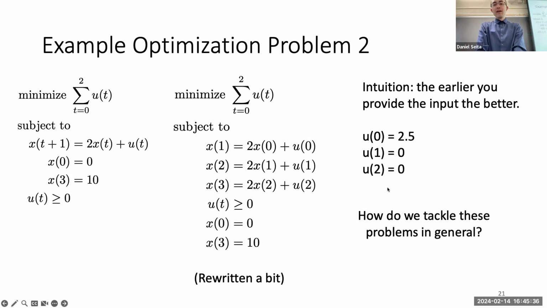So you have u0, u1, and u2, and their sum is 2.5. Now the constraints here show that x0 equals 0. So if you look at the first equation, you get x1 equals 0 plus 2.5, which is 2.5. For the second equation, x2 equals 2 times 2.5, which is 5, plus 0, so that's 5. And then x3 is 2 times 5, which is 10, plus u2, which is 0, and that's the constraint that we wanted. Again, you can try to verify this, but we also need a more principled algorithm to be able to handle this in general.